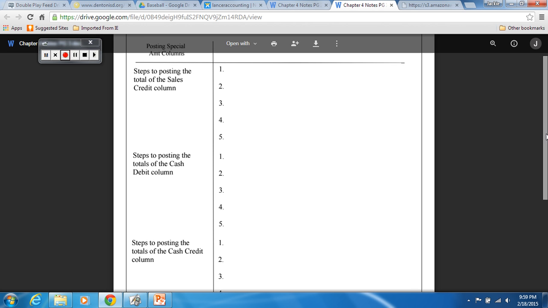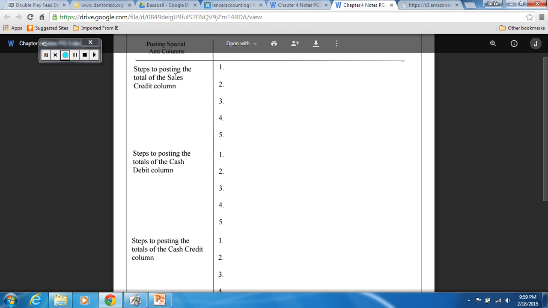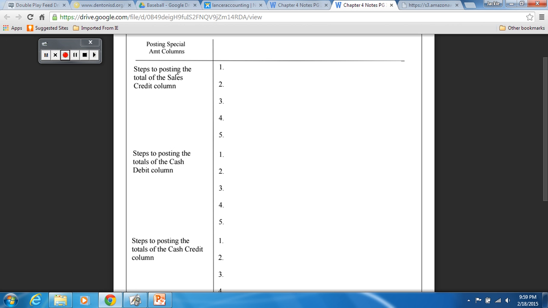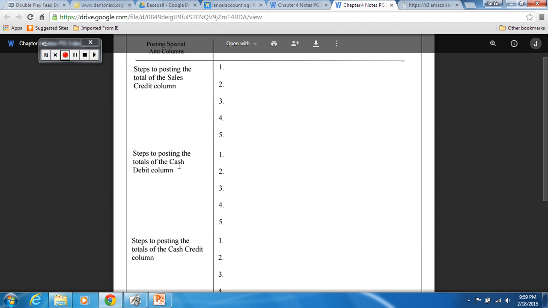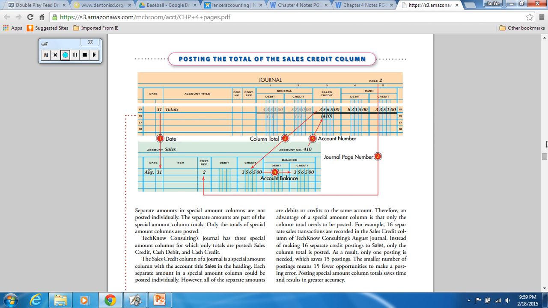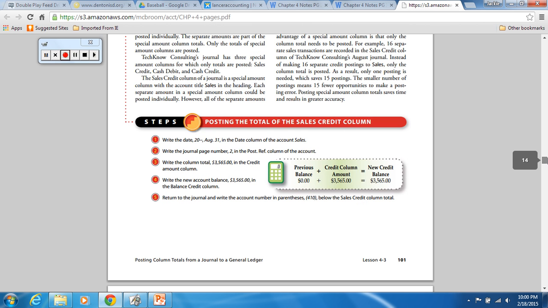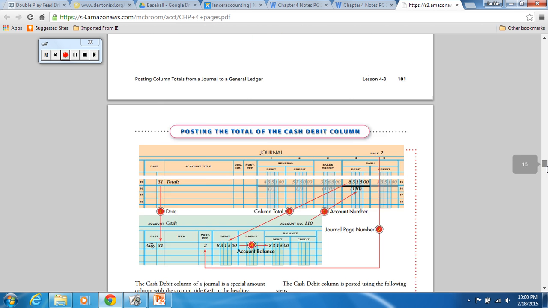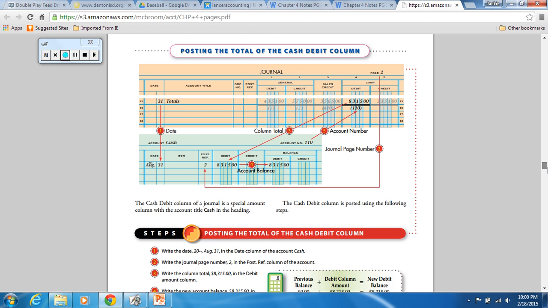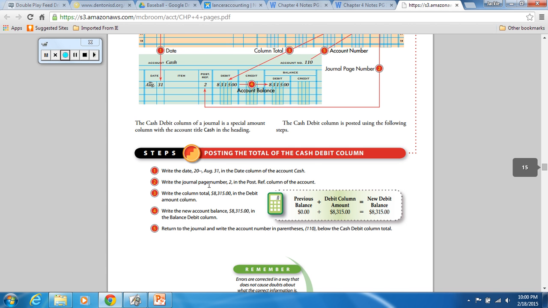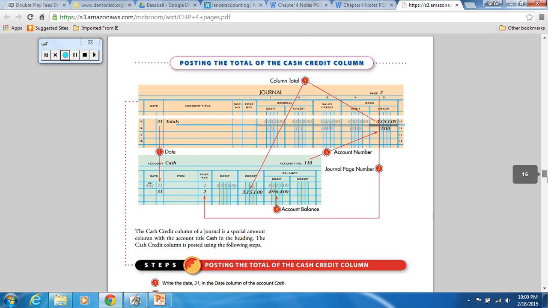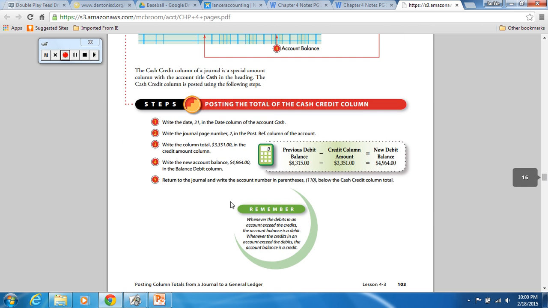But before we even get started here, just like before, you need the steps for each of these. Steps to posting the total sales credit column, and then both the cash debit and credit. Now they're both in your packet. So the first one, sales credit column. Here we are, sales credit. Here are your 5 steps. They're found on page 101. The next one, cash debit column. The steps for doing that are found on page 102, all 5 steps. And then the last one, cash credit column. 5 steps. Here they are.